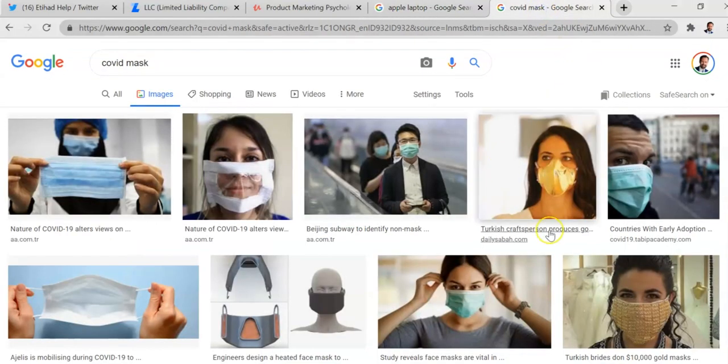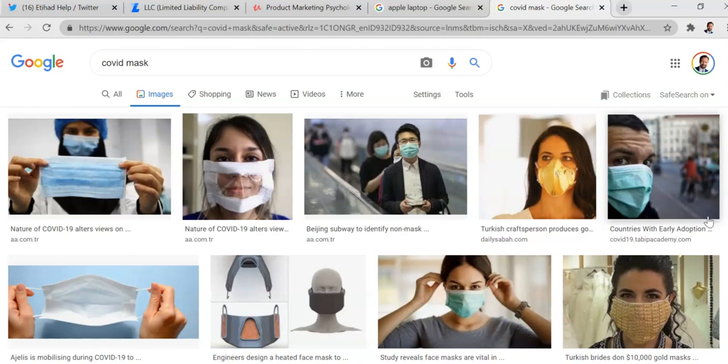Another example is with the COVID pandemic, a lot of people wear masks. Now, masks are not actually the most effective means of preventing COVID. It's things like hand washing. But the real power of masks is that it's a powerful marketing tool.